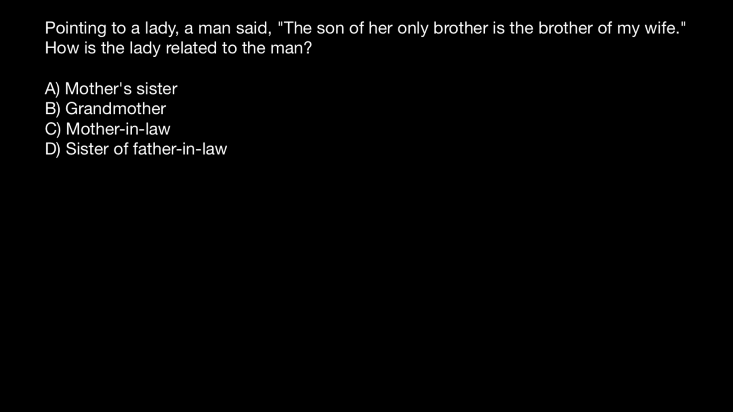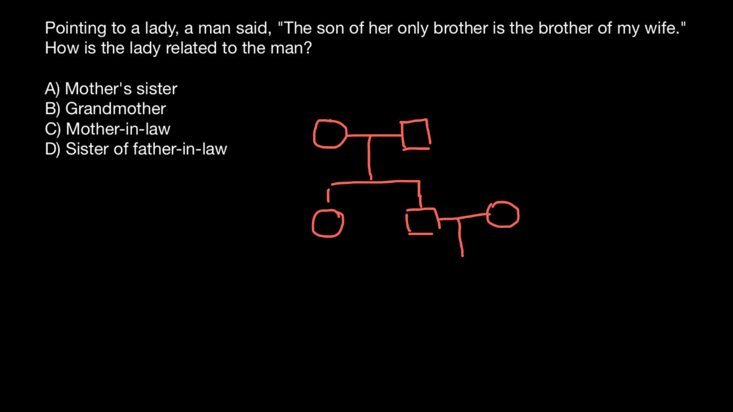If you solve this problem correctly, you should get a pedigree as follows. So here is the first generation. We have a couple that has two children, female and male. And this male is married, and this couple also has two children, male and female, and this female is married.